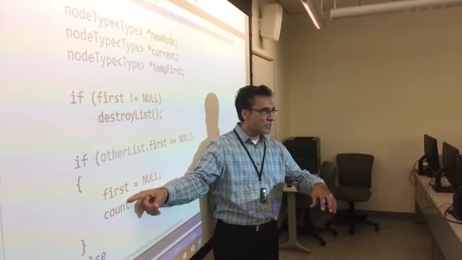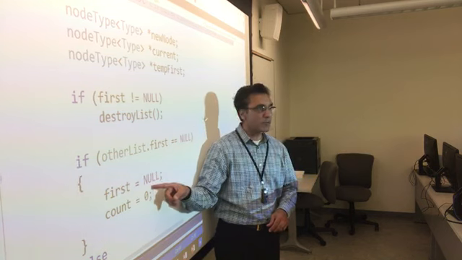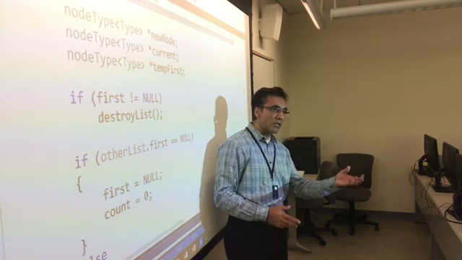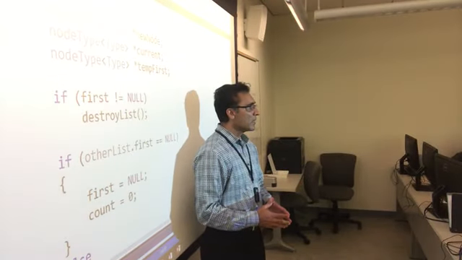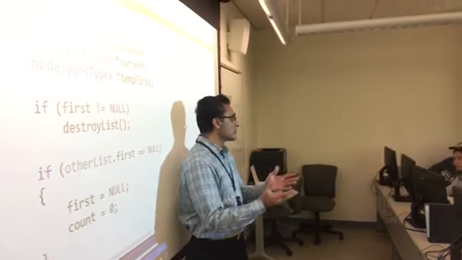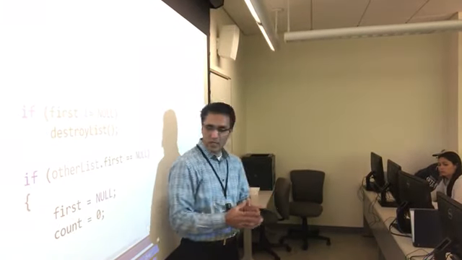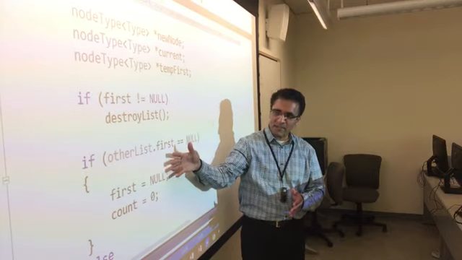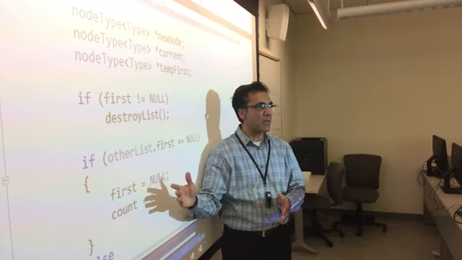My new list, which I'm trying to generate, make that one null and count equals 0, which means my new list will be null as well. So my first pointer in my new list will be pointing towards null. It's not pointing towards any node. All right, so if we don't have that situation, then we'll start copying the content.